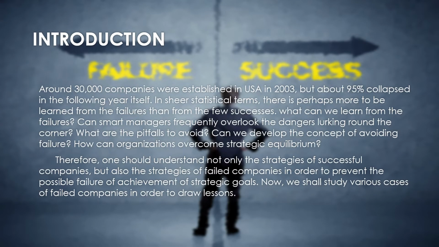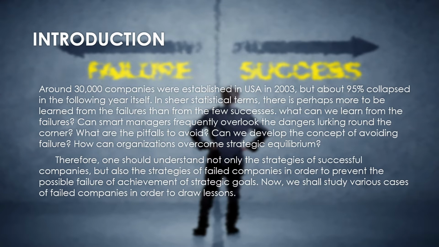So, introduction. Around 30,000 companies were established in the USA in 2003, but about 95% collapsed in the following year itself. In sheer statistical terms, there is perhaps more to be learned from the failures than from the few successes. What can we learn from the failures? Can smart managers frequently overlook the dangers lurking around the corner? What are the possible pitfalls to avoid? Can we develop the concept of avoiding failures? How can organizations overcome strategic equilibrium?